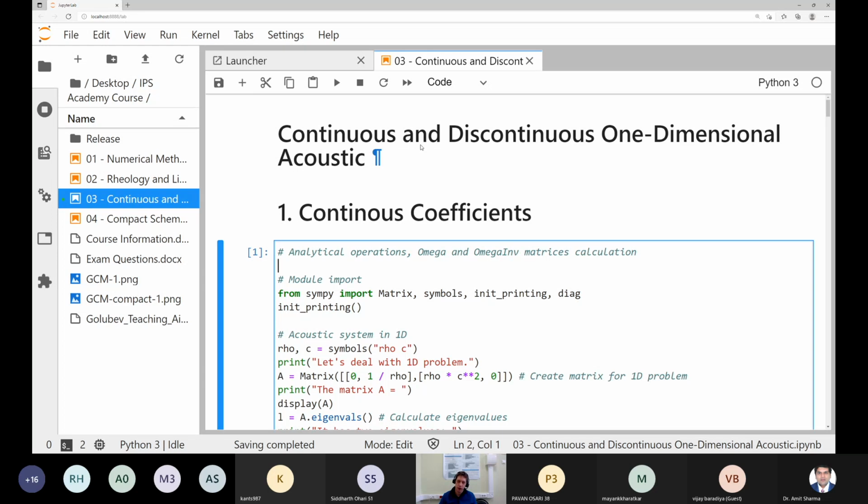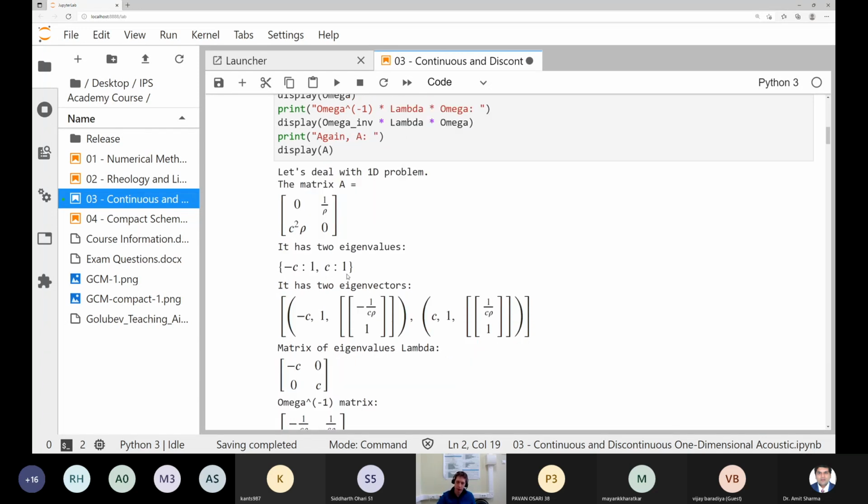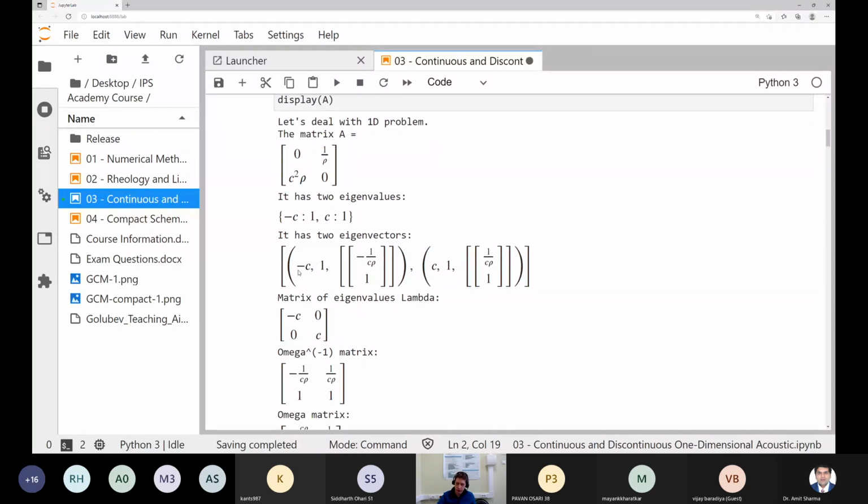Initially we start with the continuous coefficient case. So we have the matrix A. We have single parameters rho and C, because now we don't have any discontinuities in it. This matrix has two different eigenvalues, -C and C. For -C, we have this eigenvector. For value C, we have this value of the eigenvector.